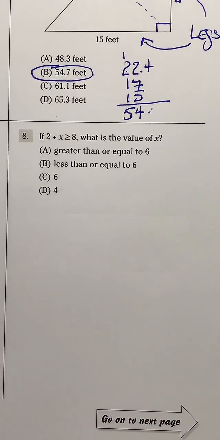So let's look at 8. If 2 plus x is greater than or equal to 8, what is the value of x? Is it A, greater than or equal to 6, B, less than or equal to 6, C, 6, or D, 4?